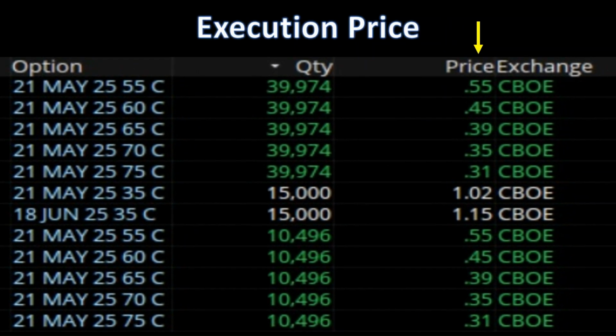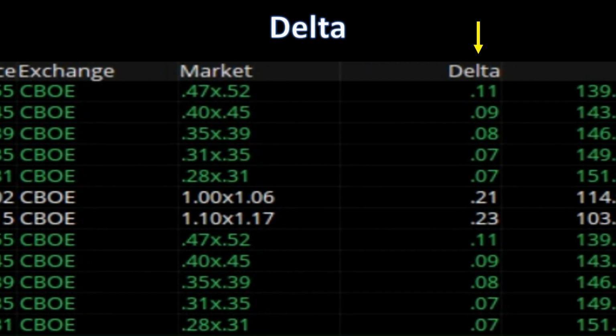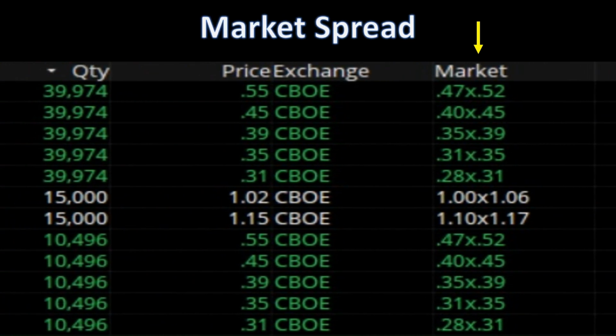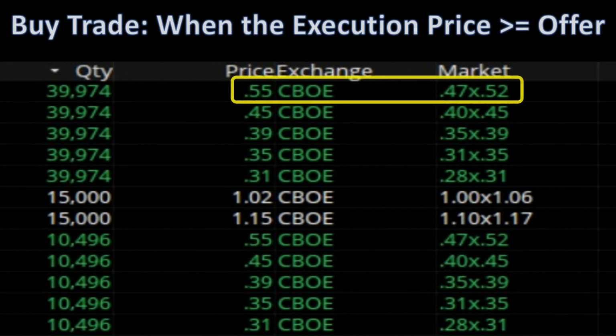And we have the execution price, how much they paid for each one of these contracts. We have the delta. Well, we're going to tell you in a second what that is. And we have the market spread. That's the bid-offer, or the buying and selling price. It's important to know why.